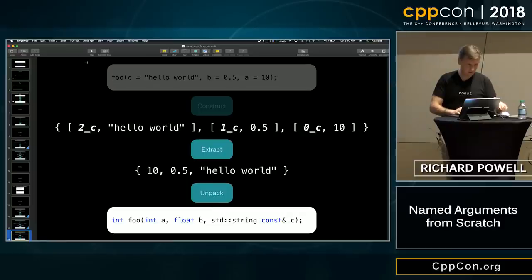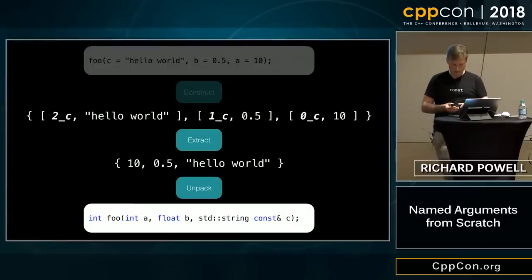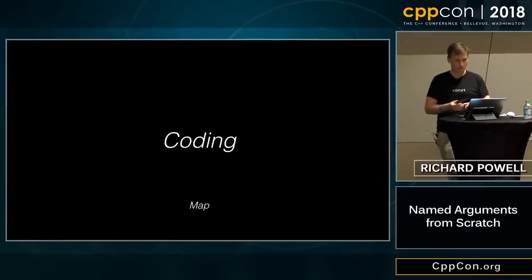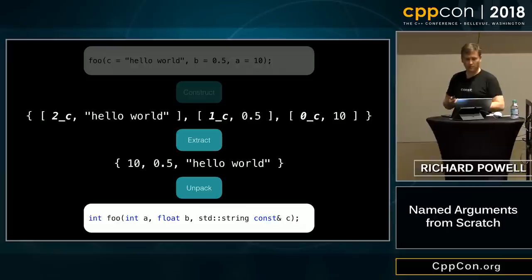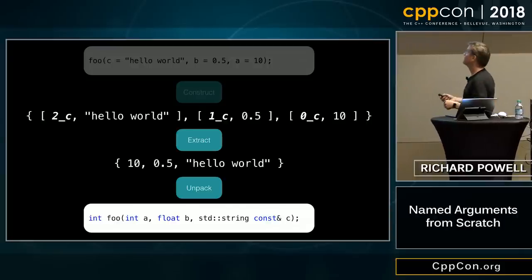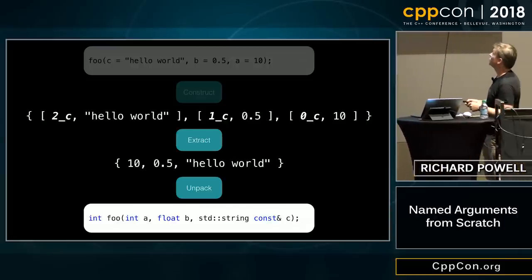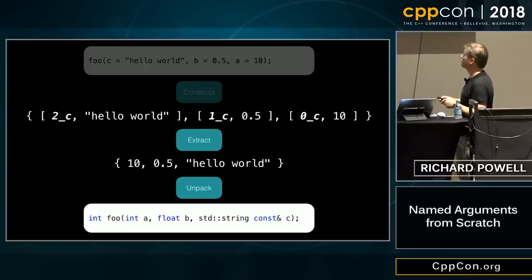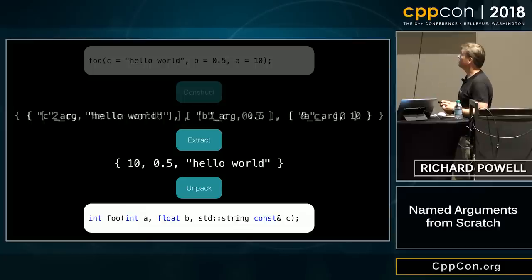Great, so here we go. And I pushed a button, I'm not sure what it did. Map, okay, so, and so here we are. We've accomplished what we wanted to do. We have some sort of map structure. It's a key value pair from integer types to our values.